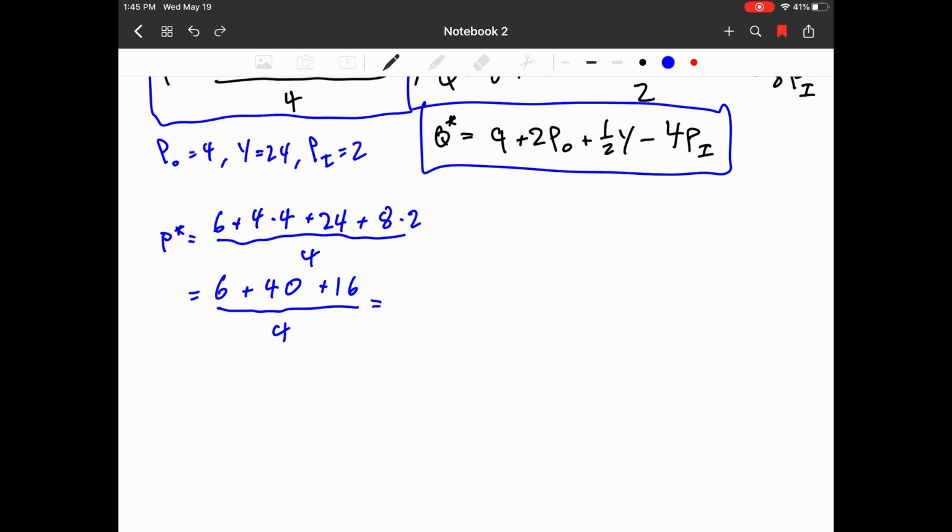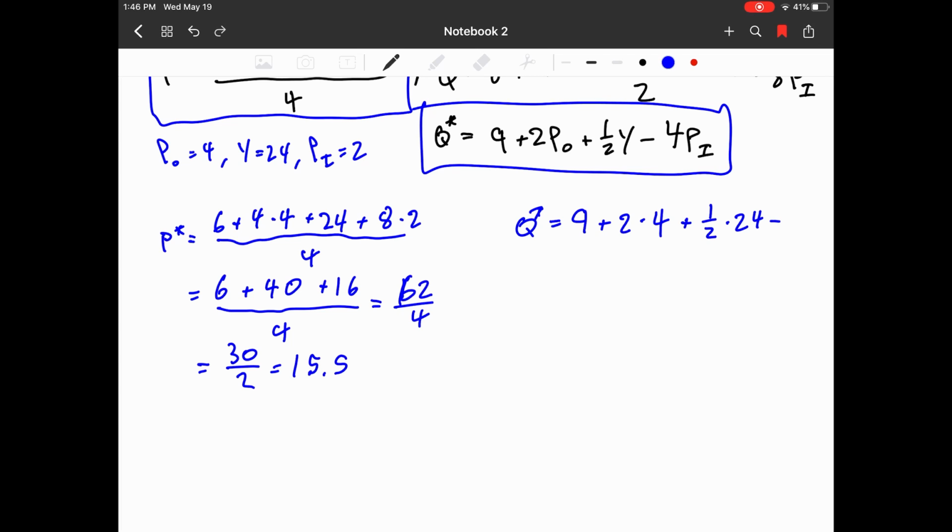This comes out to be, let's see, 22 plus 40 is 62 over 4, which should come out to be 31 over 2, or 15.5. And for quantity, we have q star is equal to 9 plus 2 times 4 plus 1/2 times 24 minus 4 times 2.